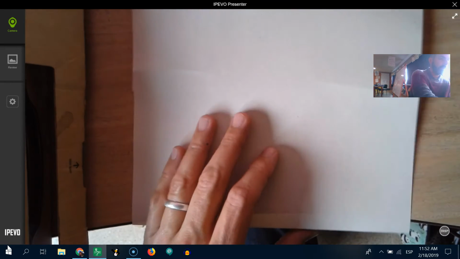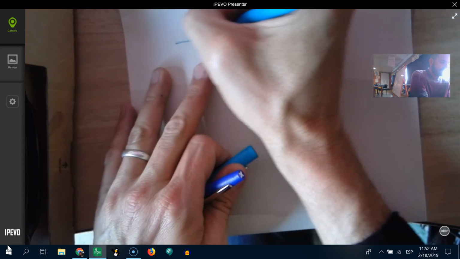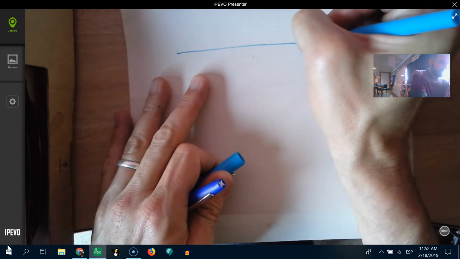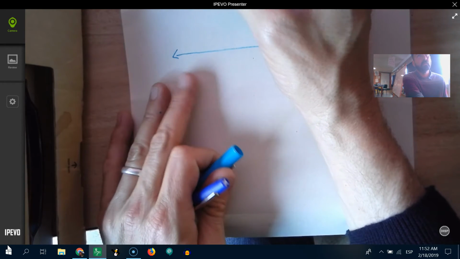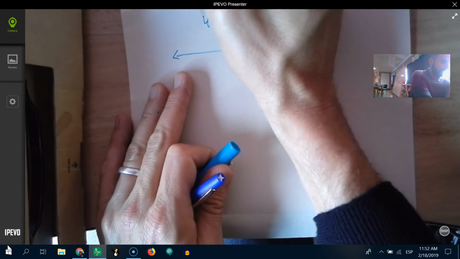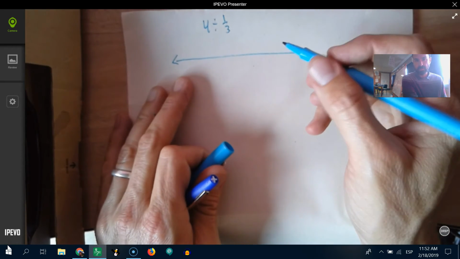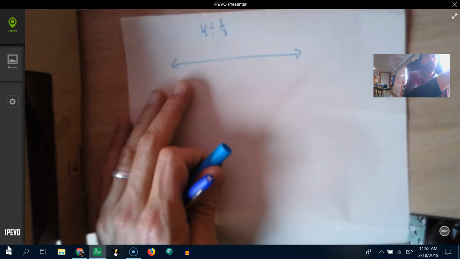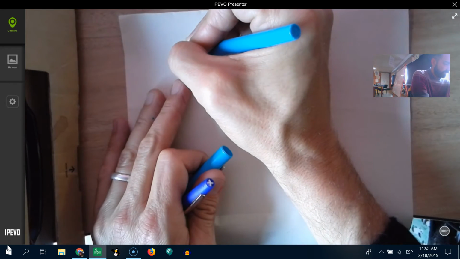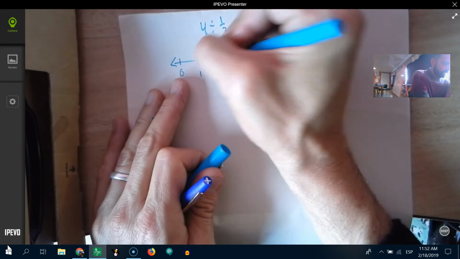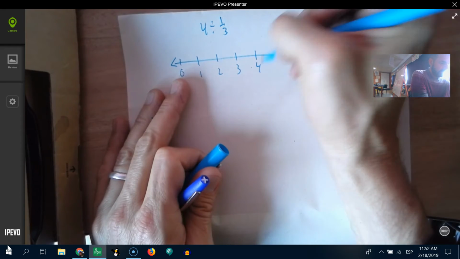Another strategy we'll be using when it comes to dividing whole numbers by unit fractions is the number line. Again, number lines are a very nice visual way to look at things. So if I wanted to see the number 4 divided by 1/3, which is asking us how many thirds there are in the number 4, what I can do with my number line, I have 0 here, 1, 2, 3, 4.